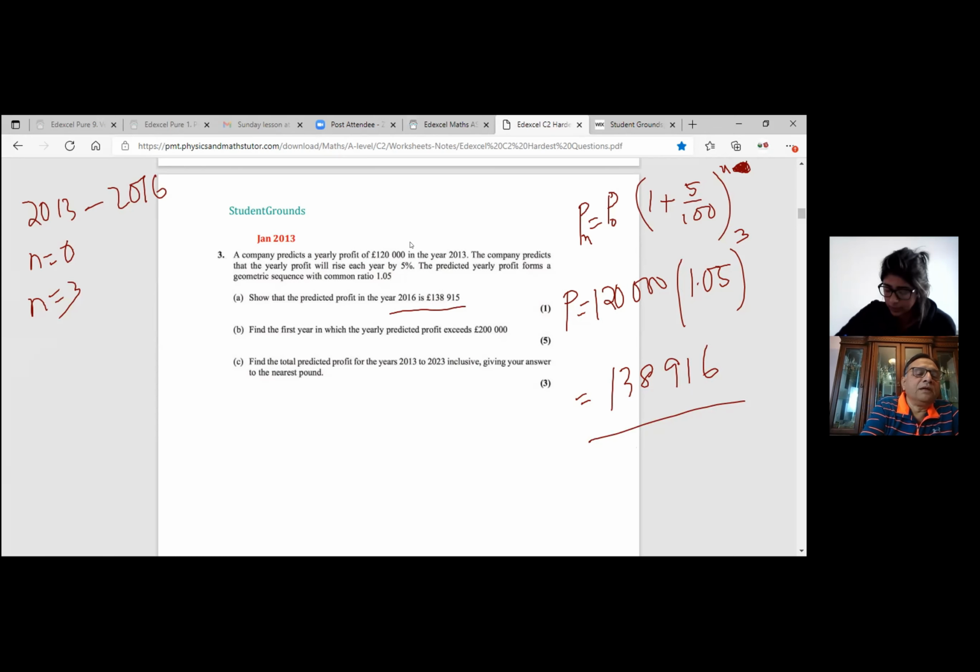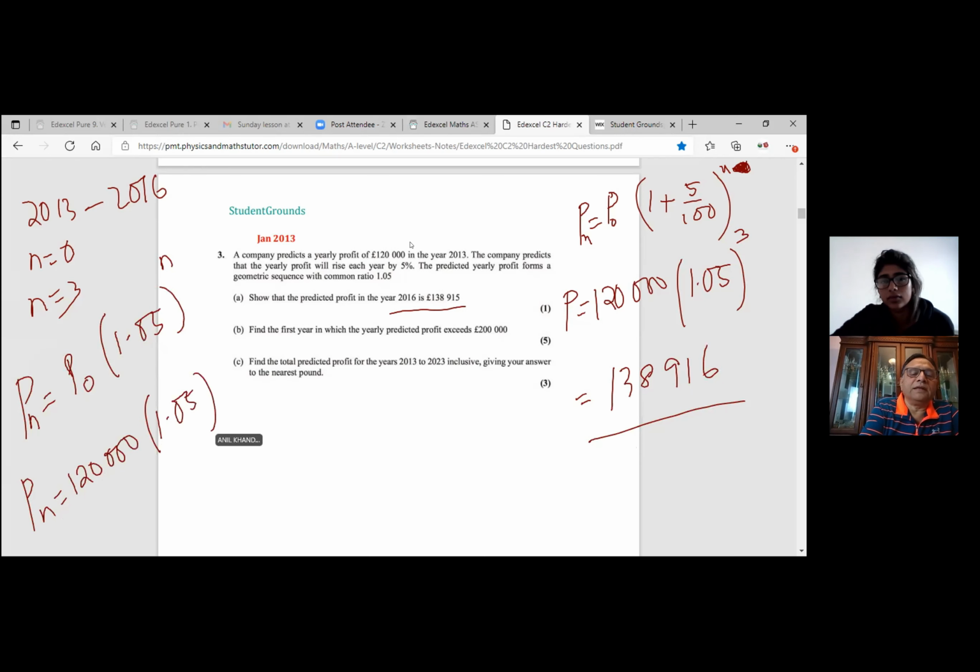So what is our formula? The formula is Pn, the nth year profit, equals the initial profit times 1.05 to the power of n. In our case, because the initial profit is 120,000, we can say Pn equals 120,000 times 1.05 to the power of n. Is that clear? Yeah. Now, part B, what is the question? Find the first year in which the yearly predicted profit exceeds 200,000. So now we are given something which is more than.